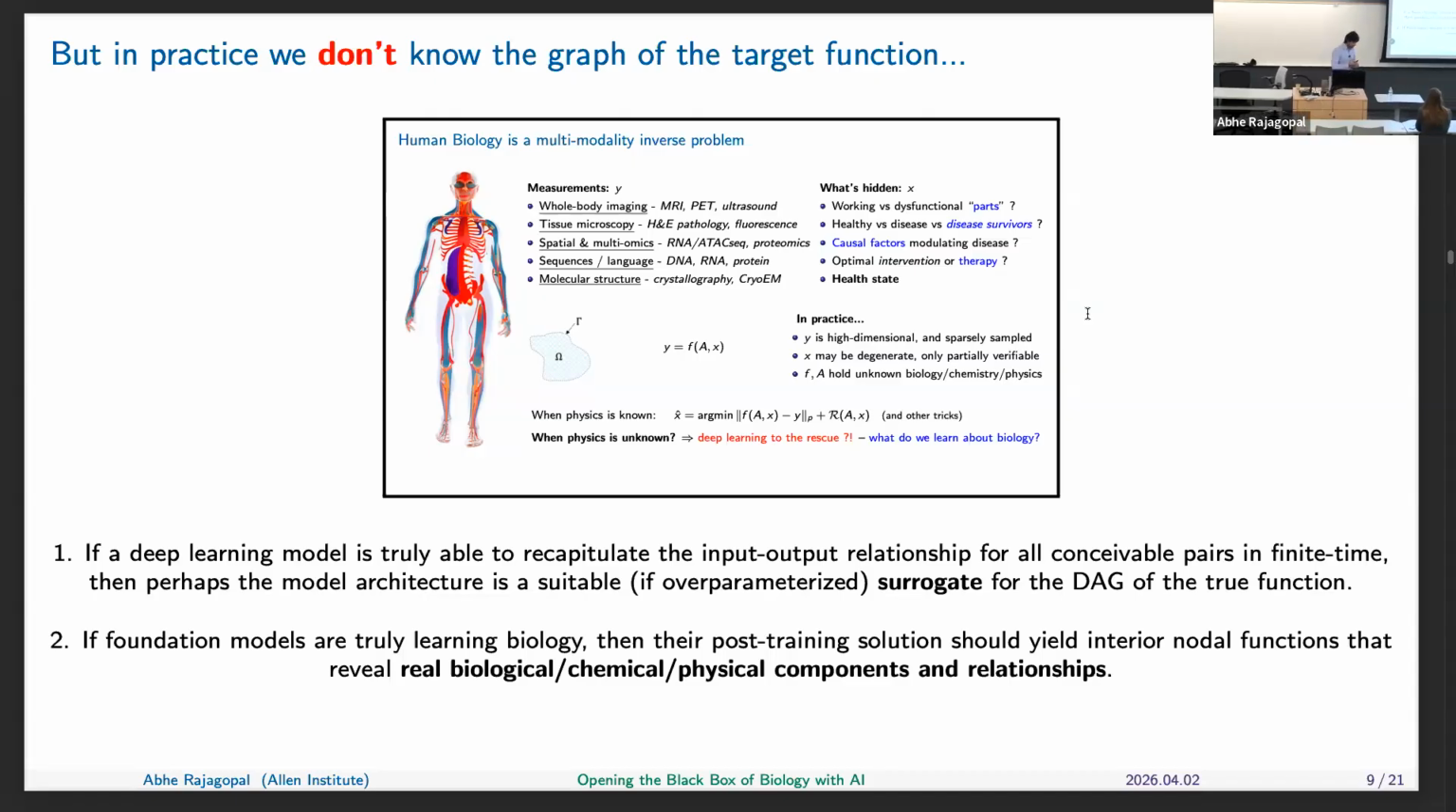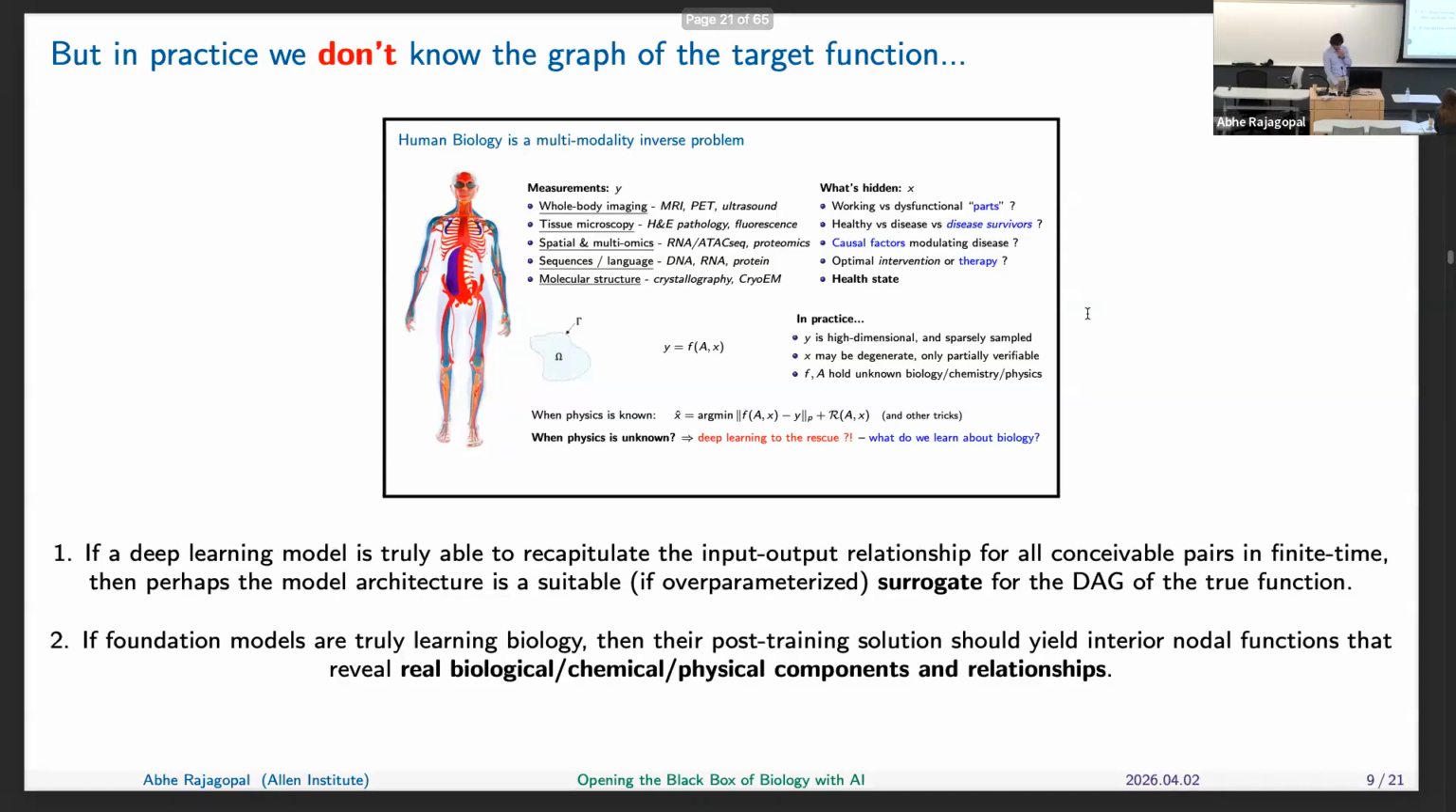The second idea is more of a hypothesis, and the idea is that if foundation models are really learning biology, then if we go look at their nodal functions, we should be able to extract out that biology or be able to predict real physical, biological, chemical relationships between the entities that they're modeling. In the same way that we were looking at the nodes of the max function, we should be able to go look at it and say, what is that node computing and how does it depend on the inputs and what is the smoothness of it? Where is the data density? And specifically, what is it modeling?